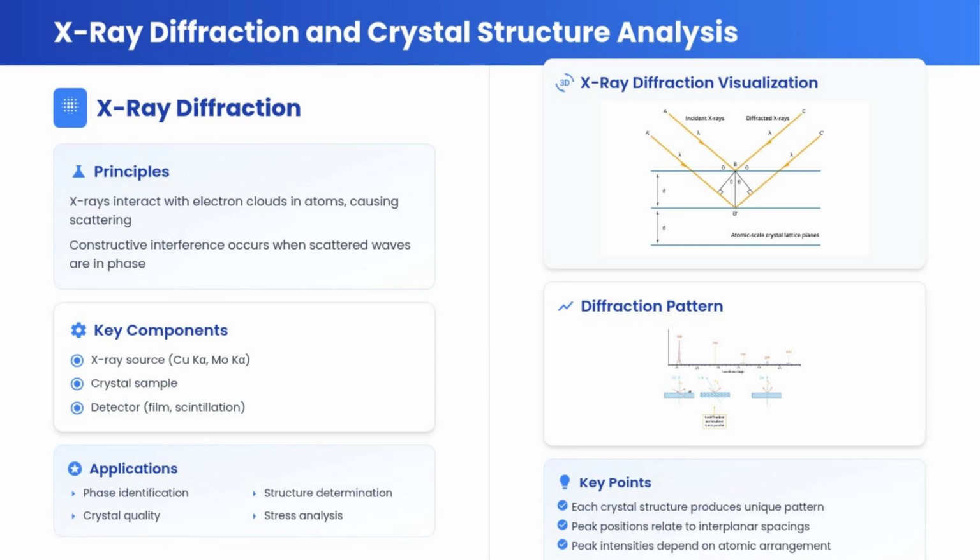The fundamental equation for X-ray diffraction is Bragg's law. It is written as n times lambda equals 2 times d times the sine of theta. In this equation, lambda is the wavelength of the X-ray, d is the spacing between the crystal planes, and theta is the angle of the incoming beam. When this condition is met, constructive interference occurs, producing a peak in our data that tells us the distance between atomic planes.